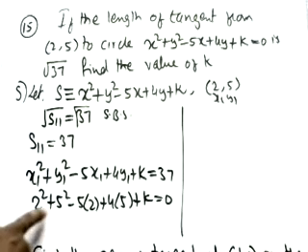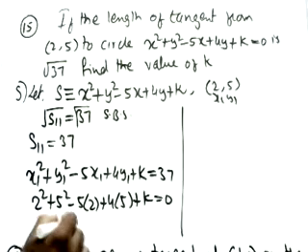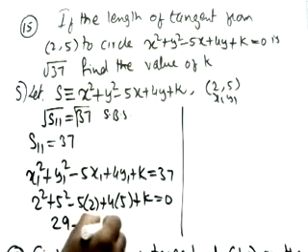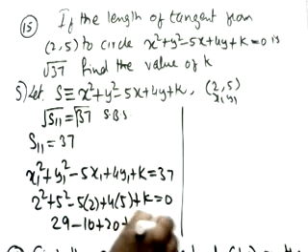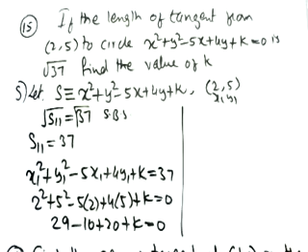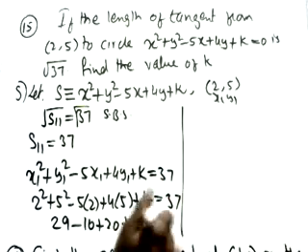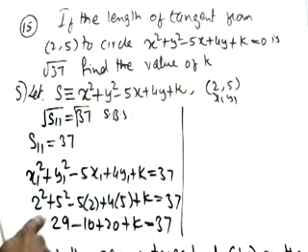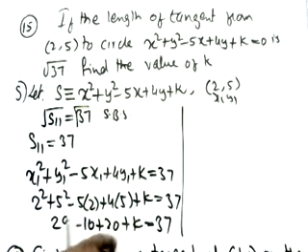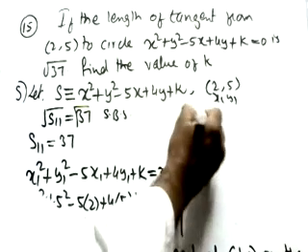5 square, what is 5 square? 25. 25 plus 4 is 29, minus 10 plus 20 plus k equals 0. Sorry, equals to, we are having 37 here. 37. Once more, see here. 29 minus 10 plus 20. 20 minus 10 is 10. 10 plus 29 is 39.